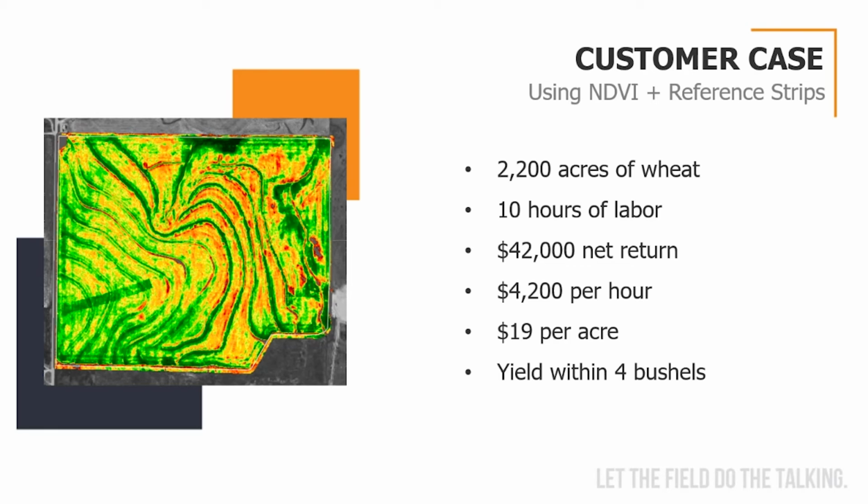And so the dollars per hour for the labor it took to get these strips out and collect that GreenSeeker data turned out to be $4,200 per hour. On average, he had a $19 per acre ROI across these 2,200 acres. And the yield potential that was predicted was within 3 to 4 bushels of the final yield as well. On average, using these methods, we see an average ROI of $10 per acre in wheat and around $20 an acre in corn.